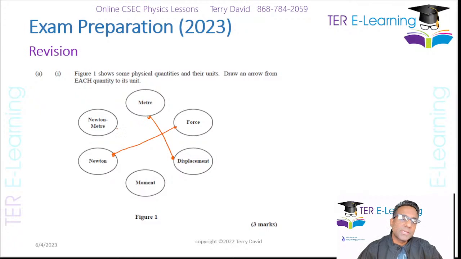And moment, the moment of a force, is force by perpendicular distance from your fulcrum. So therefore that's newton multiplied by meter. So this here will line up here. So this is an easy question. All you're doing is matching the physical quantity with the unit.